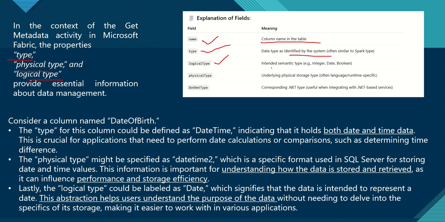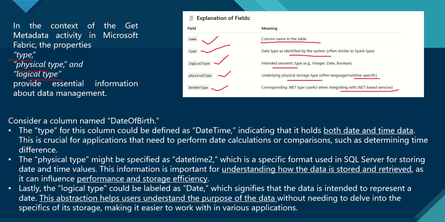Logical type shows semantic type, more of a meaningful type of the underlying data. Okay, so physical type, we all know how it is stored physically, which is runtime specific. .NET type, whenever we have to integrate it with .NET based services, this .NET type would be very helpful.